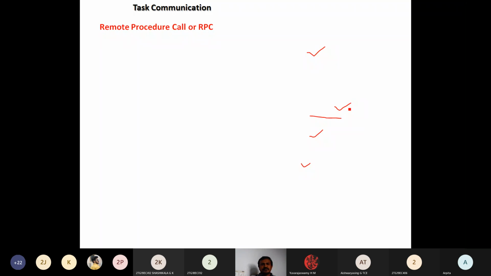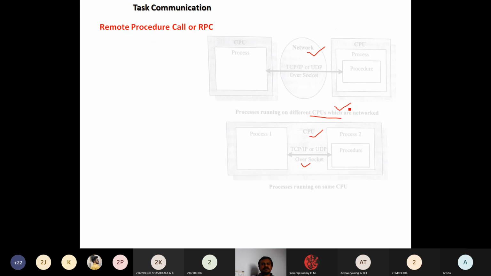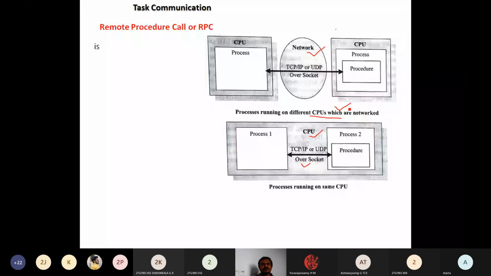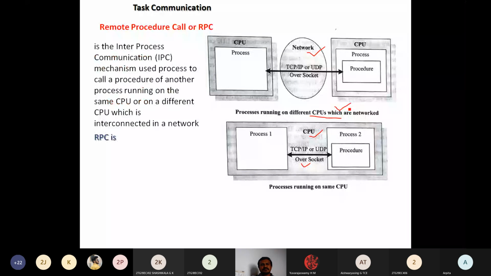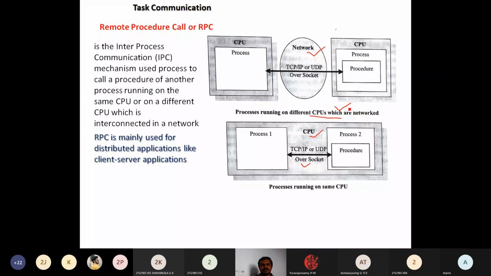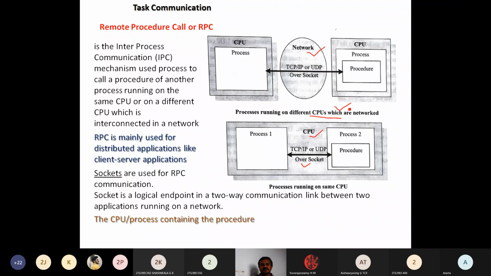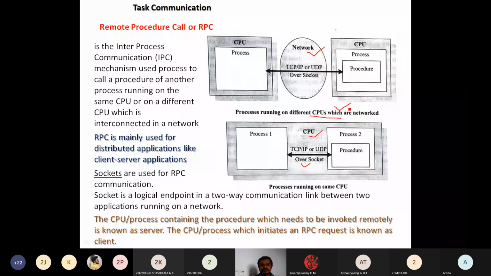In the next class, we deal with how the synchronization is going to happen between processors. Once the communication between two processors is established, how the synchronization is going to happen, we will talk about that in the next class.